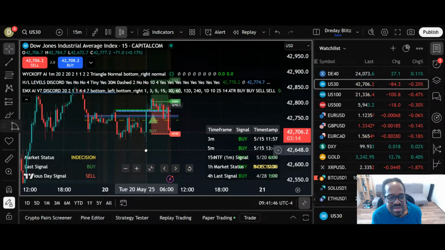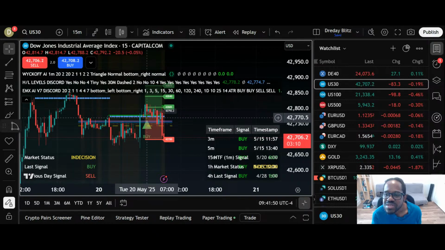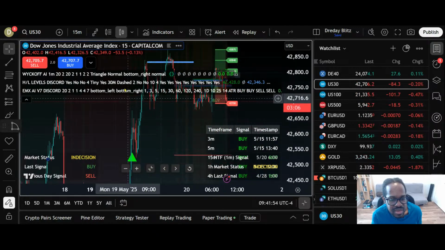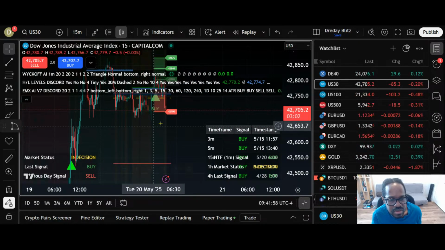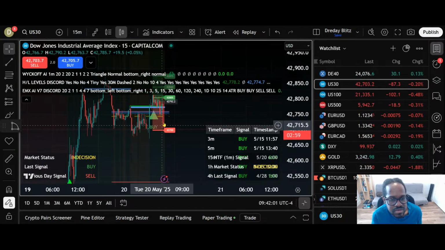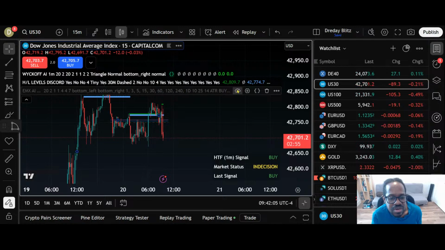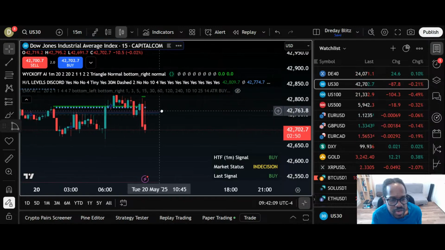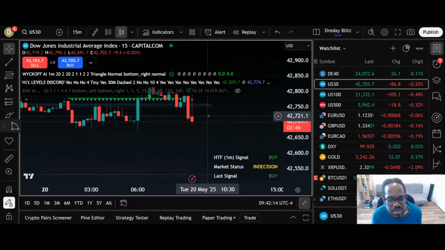Right. You see what I was talking about, guys, on the US 30. You got to buy here, but it's near the end of that move. That move was right here, not here. See? So expecting to go short on US 30. That's what I'm waiting for, confirmation.